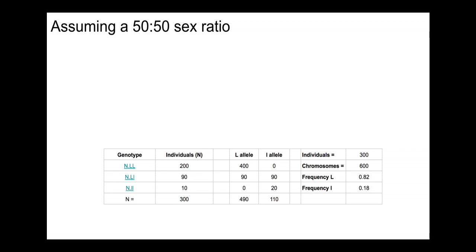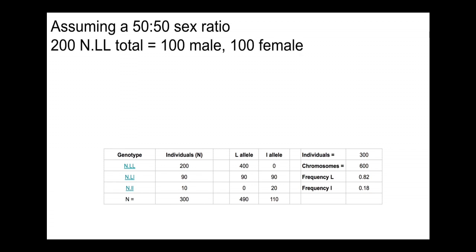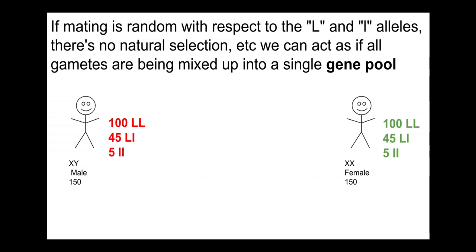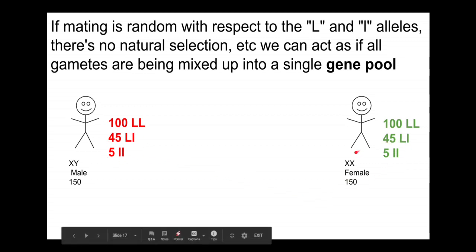We also need to assume that there's a 50-50 sex ratio. So when I say there's 200 big L individuals, that means 100 of them are male and 100 of them are female, and so forth. So 90 big L little l heterozygotes. In order for this to work, there needs to be 45 males and 45 females, and so forth. So here I have 200 big L individuals. 100 are male, 100 are female. I have 90 big L little l individuals. 45 of them are XY males, 45 of them are XX females. I have 10 total little l individuals. 5 are XY males, 5 are XX females.